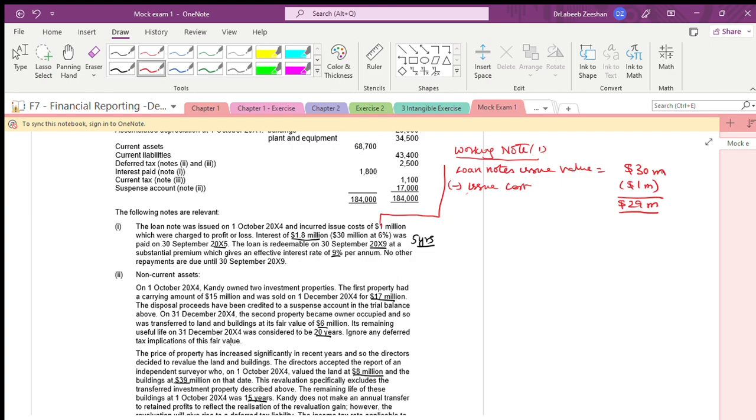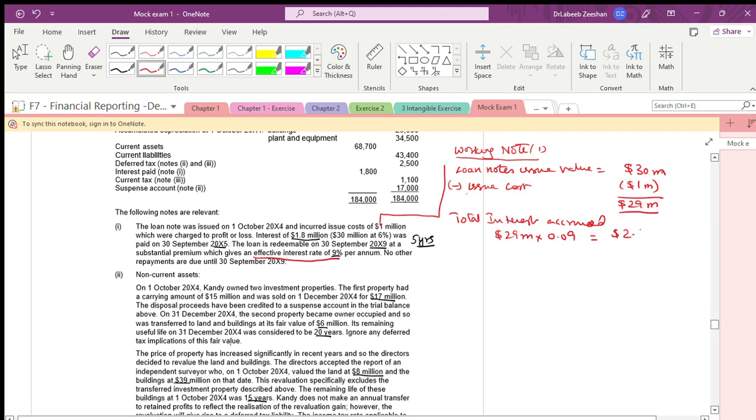Interest paid is 1.8 million. Now total interest accrued: 29 million into 0.09, since the effective rate of interest is 9%. 29 into 0.09 comes to 2.61 million.